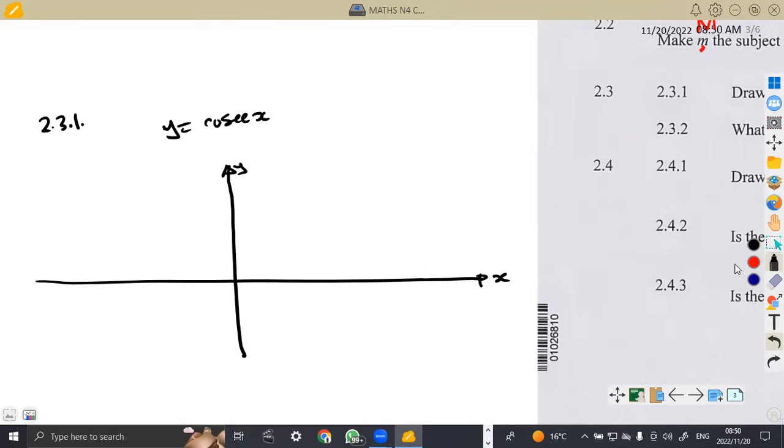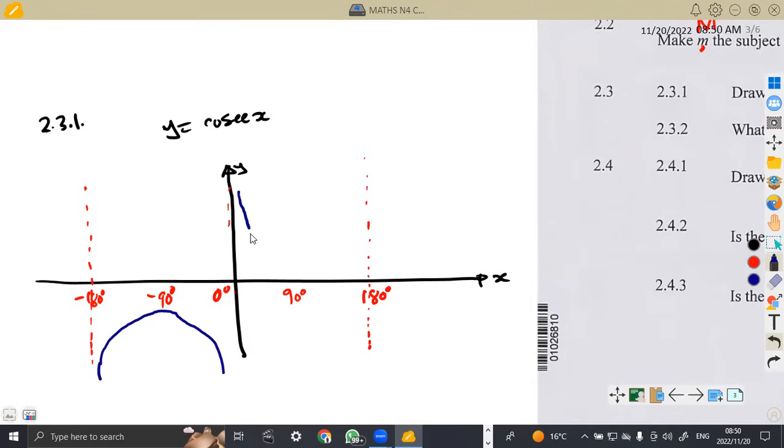We have got 0 degrees, 90 degrees, up to 180. At 180, there's an asymptote. We have got minus 90 degrees, minus 180 degrees. At minus 180, there's an asymptote there. This one also is an asymptote. It actually looks like this. This one, guys, you're supposed to know this graph. And we've got another one in the positive region like that, something on top.